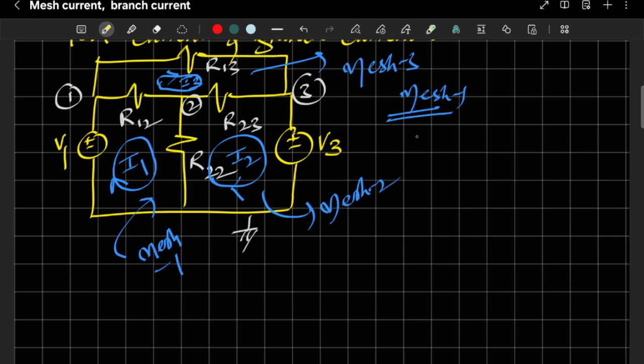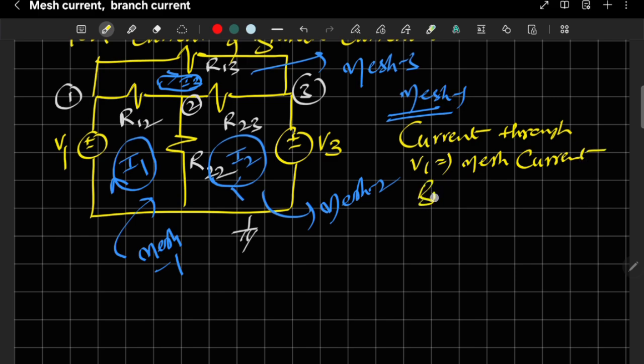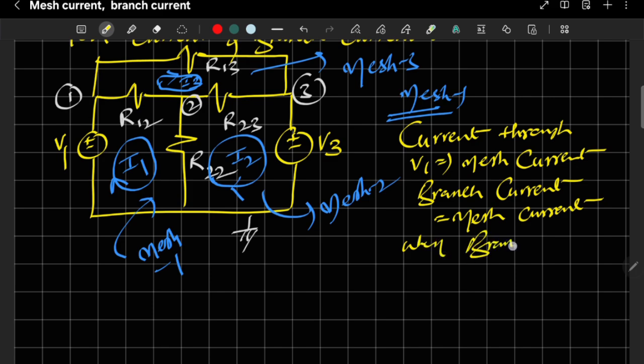That means the current through V1 is directly the mesh current. That means the branch current is equal to mesh current. Branch current is equal to mesh current when the branch is related to only one mesh. Okay, when the branch is in only one mesh. In this case, that is mesh 1.